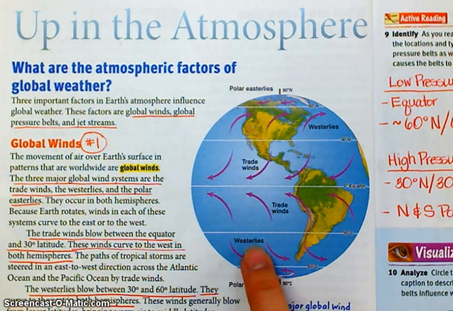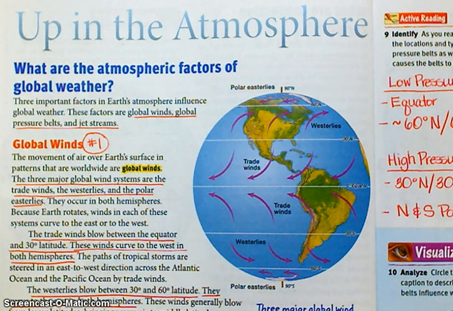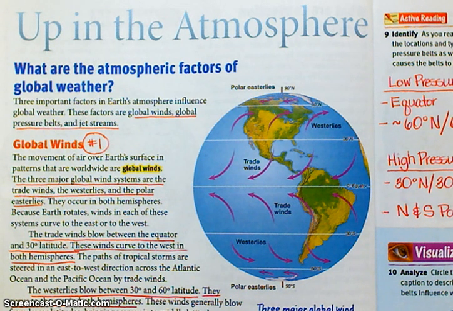Why are they called the westerlies? Because the wind is coming from the west, blowing east. And then the polar easterlies blow between 60 degrees latitude and the poles, and they generally curve to the west. They're called easterlies, again, because they're coming from the east, blowing towards the west. So those are our global winds. And those shouldn't be brand new to you because we talked about them in Lesson 1.